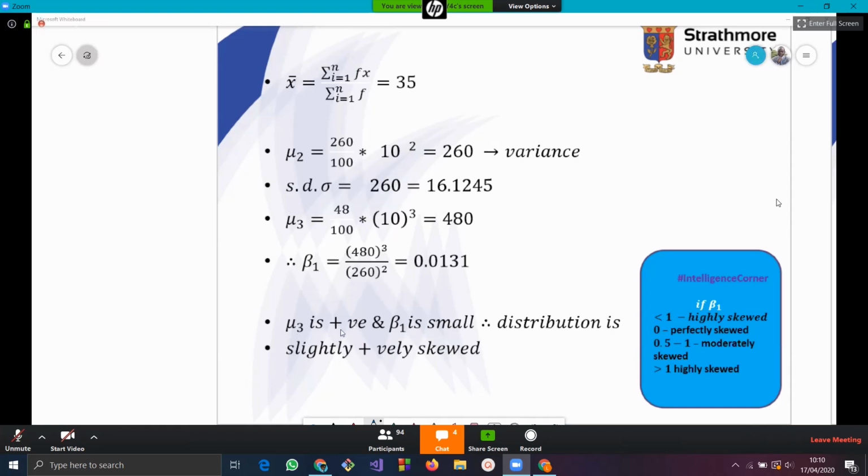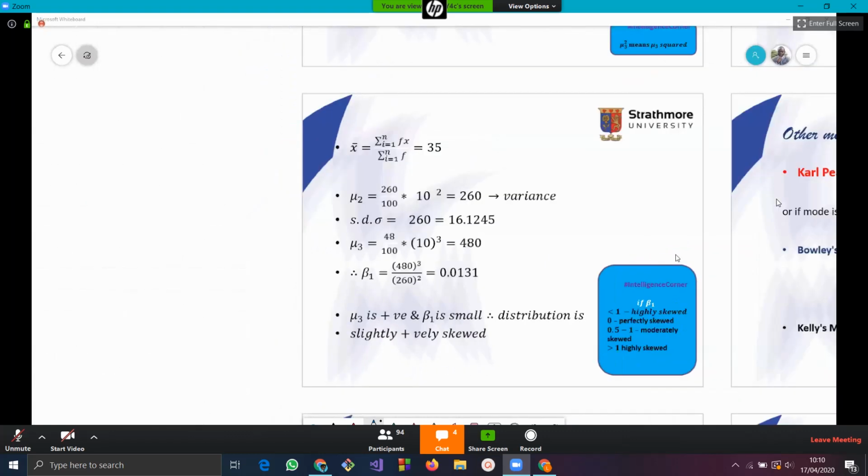Because the third moment is positive, remember the sign, and the B1 is a small value, 0.01. Therefore, we just say the distribution is slightly positively skewed. That is the answer for the skewness of this curve. Okay, and the formulas, we will always have them, and we will now be applying them.